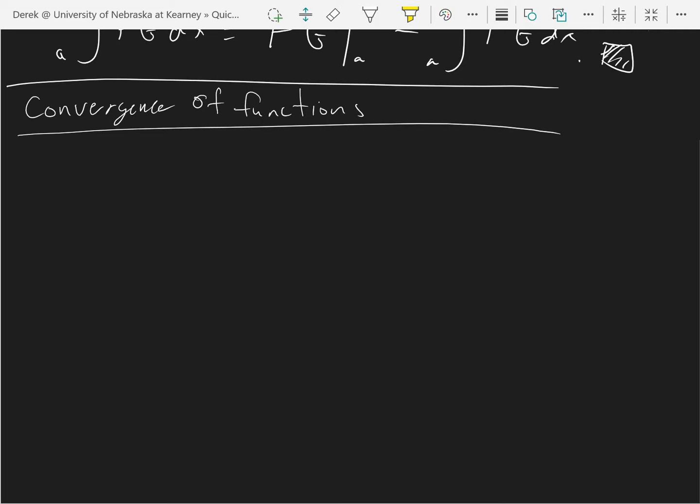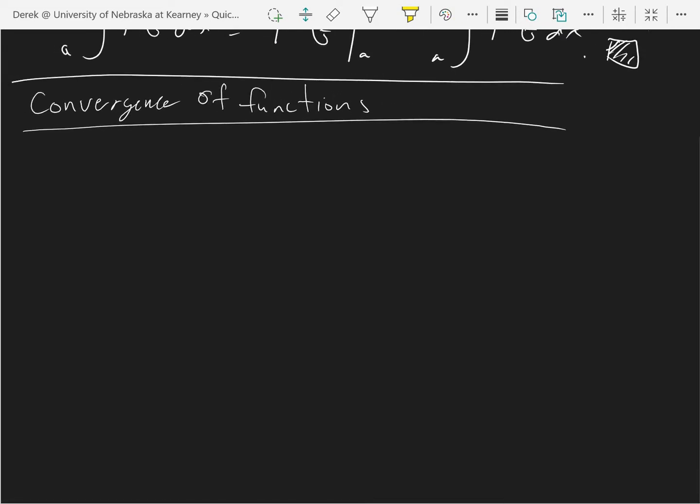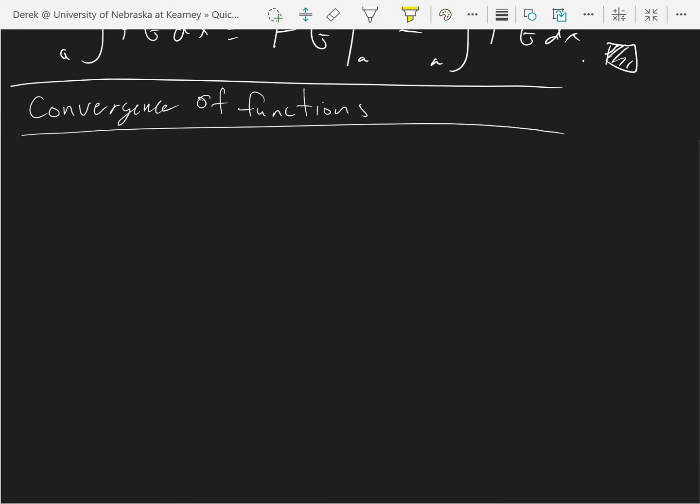To do that, I have to be able to add up sort of infinitely big polynomials, and we have to take a limit of polynomials in some sense. So we need to talk about convergence of functions, and there are two ways we could do this: one is a good way and one is a not so good way. Let's deal with the not so good way first and see why it's not so good.